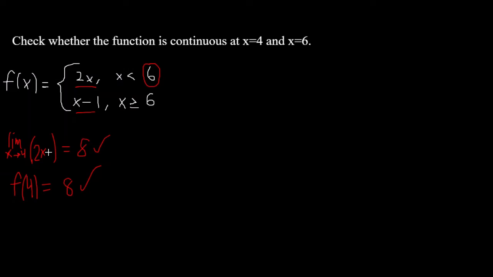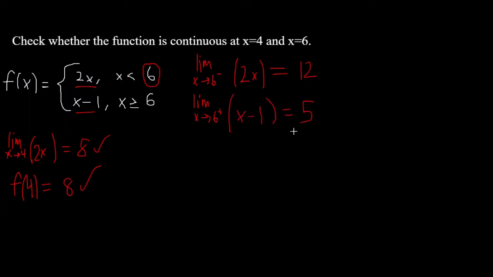If you don't know, make sure to watch that video. So first we have to take the left-hand limit, which would be 2x. And now we can see that that is 12. And now we have to take our right-hand limit, which in this case we would be using the function x minus 1 because we're coming from the right side, which is greater, and that would be 5.